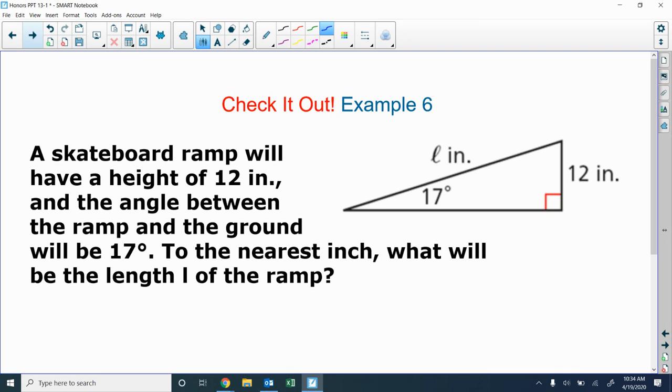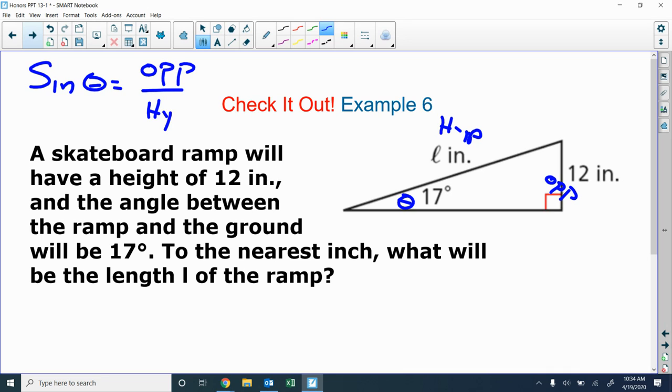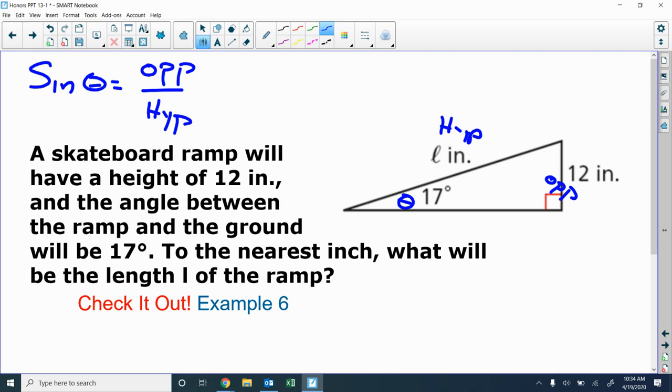Skateboard, here's our theta. This would be the opposite again here. And we're trying to find the hypotenuse. Okay, so opposite over hypotenuse. Again, sine. So our sine of our theta is equal to our opposite over hypotenuse. Okay, so we are looking at sine of 17 is equal to the opposite, which is 12 over the hypotenuse that we don't know.